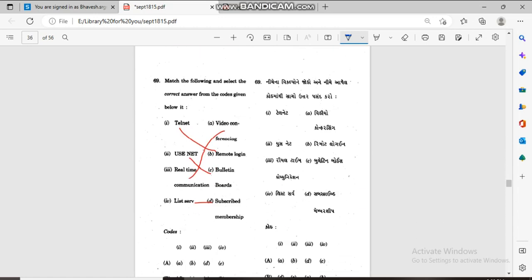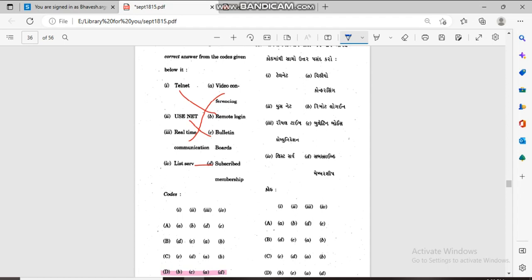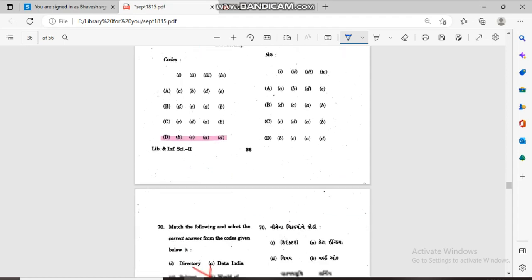Match the following. Telnet for remote login. Usenet for bulletin boards. Real-time communication is possible through video conference. Listserv by subscribed membership.